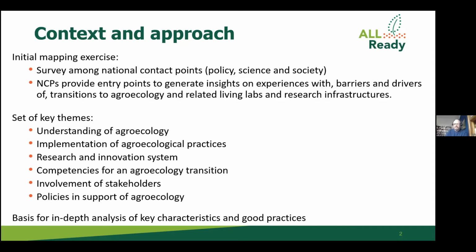In the initial mapping exercise with the national contact points, we focused on a set of key themes: the understanding of agroecology, the implementation of agroecological practices, the research and innovation system and how it is aligned with transitions to agroecology, the competences for agroecological transition, the involvement of stakeholders, and the policies in support of agroecology. But this is the entry point to get a first overview and then to identify initiatives where we would go into further depth in the coming weeks.